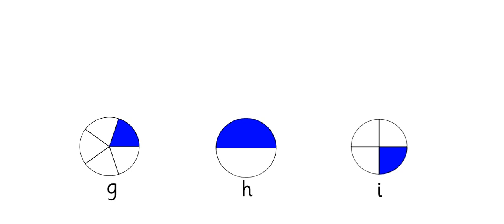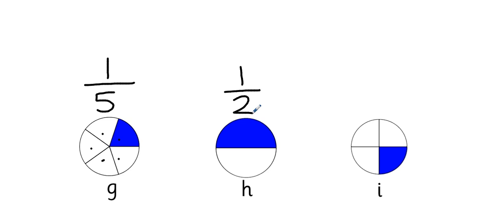G, there is 1 equal part coloured in, and there were how many parts altogether? Not just the white ones, but all of them. 1, 2, 3, 4, 5. This shows 1 out of 5, or 1/5. H is easy peasy, we can spot it straight away. 1 out of 2, it's a half.